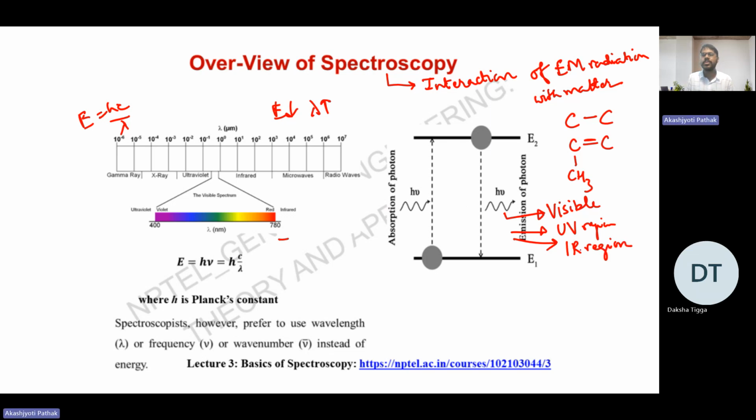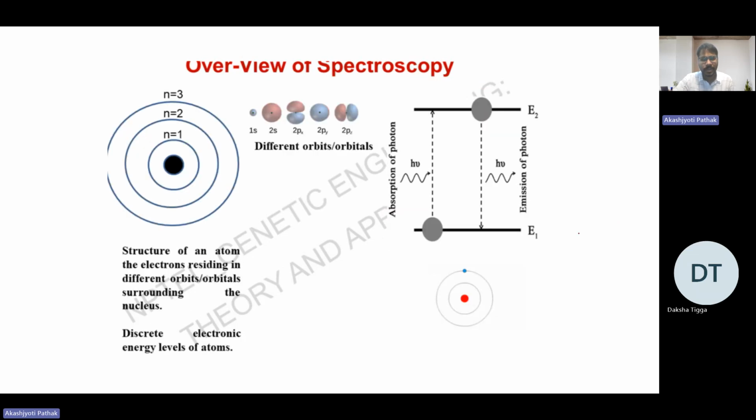Okay, so now by using detectors which can detect the energy which is released in the IR region, the energy which is released in the UV region, the energy which is released in the visible region, we can get information about the different properties of a molecule. Okay. So we will understand this one by one.